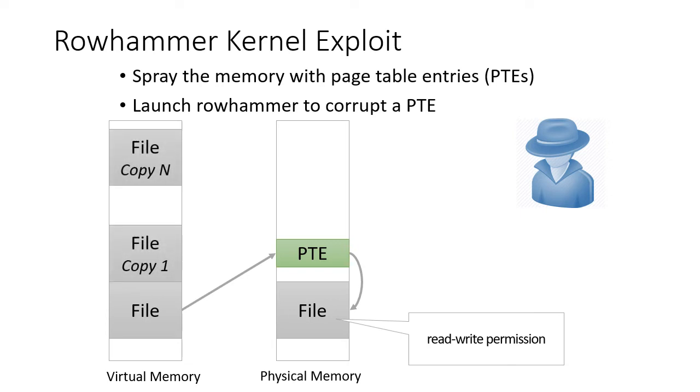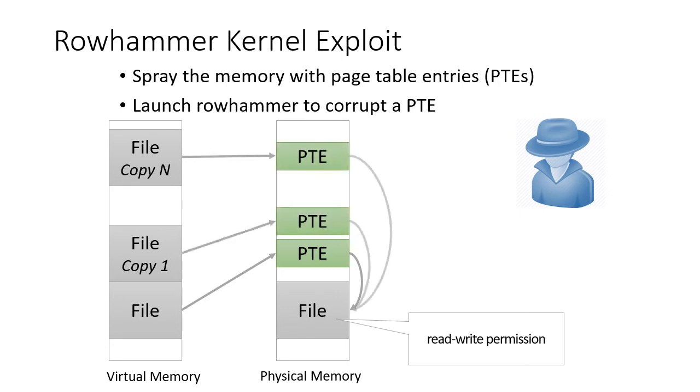We're then going to make lots and lots of copies of this file, tons of copies in memory, and use up pretty much all the physical memory making copies of this file if possible. We're going to make lots of copies so that we have lots and lots of PTEs. So our goal is to fill up memory with PTEs. We want to have gigabytes and gigabytes of PTEs in memory, because when we have a bit flip, we want a page table entry to get corrupted.